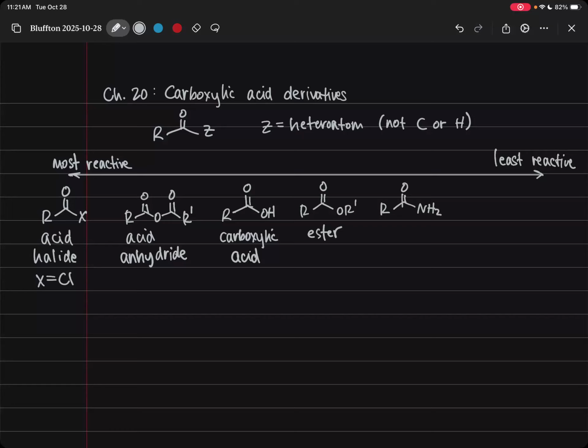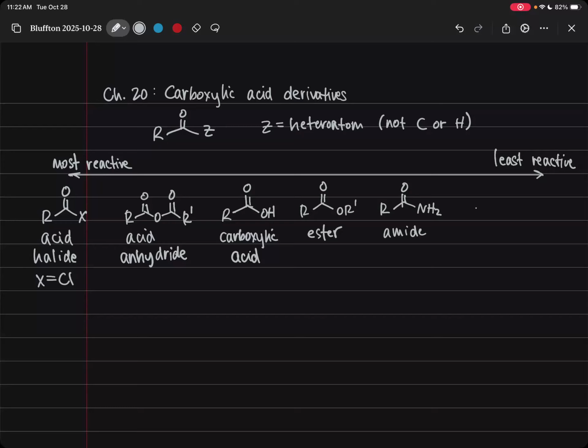Very similar to esters are amides, and amides just have nitrogen instead of oxygen. I've drawn it with hydrogens here in H2, but it can actually be in R2, or there can be other stuff attached to that. That's an amide.